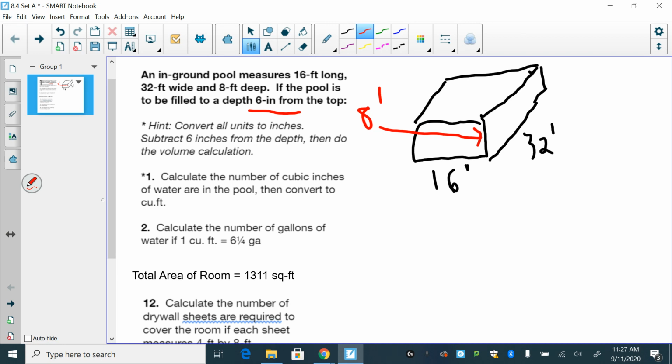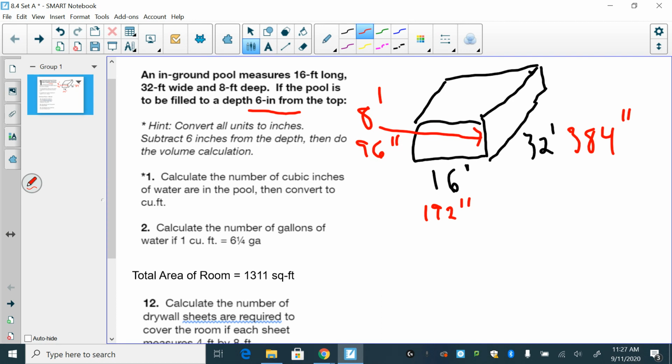when people go in. Okay, so first it says hint, convert all units to inches. So hopefully you remember it's 12 inches in a foot. You're going to go 16 times 12. So this is 192 inches, this one. 32 times 12, that's 384 inches. And then 8 times 12 is 96.